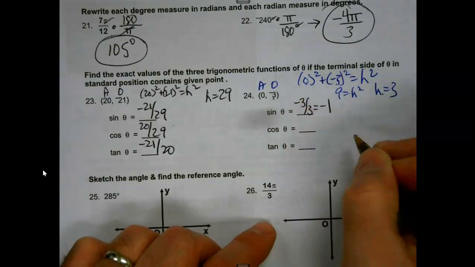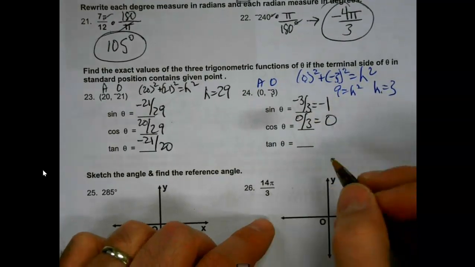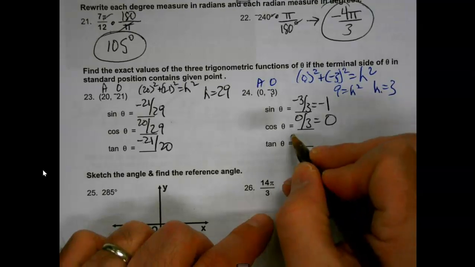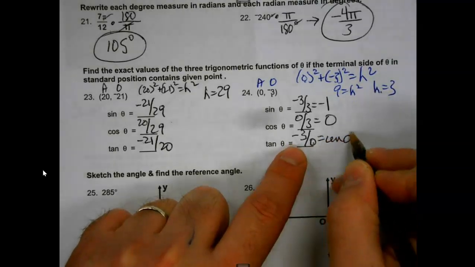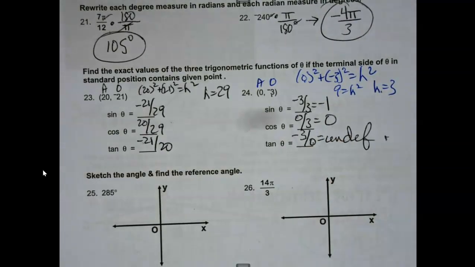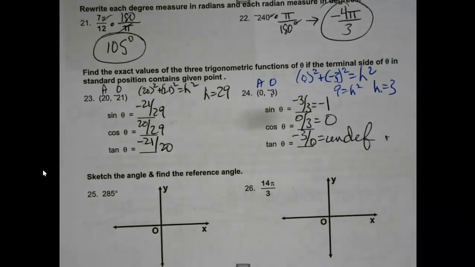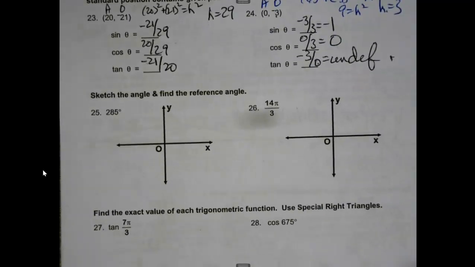Reduce it. Adjacent over hypotenuse. Reduce it. Don't leave that fraction. I'm going to wonder. Opposite over adjacent. Don't just leave that either. Division by 0 is undefined. I've got to know that you know the difference between those two. All right. And almost to the end.